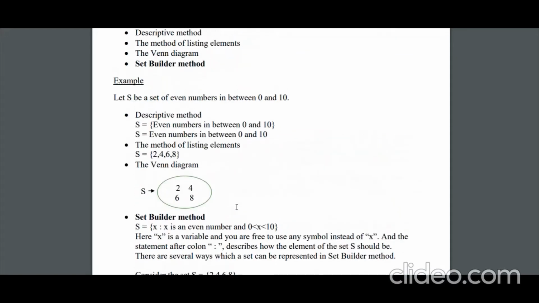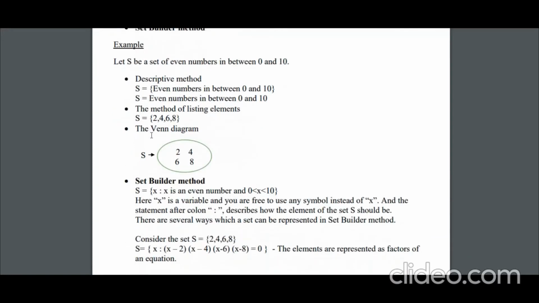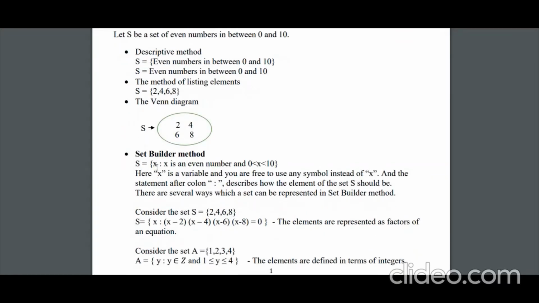What are the 4 methods? We'll observe. Descriptive method, you just write it. Method of listing the elements, you put the elements and remember the curly brackets. It's not square brackets or normal brackets, it's curly brackets, and use the name of the set and equal sign. And Venn diagram, remember the arrow. And set builder method, use x or any particular variable such that, and you describe it. It can be described in several ways.